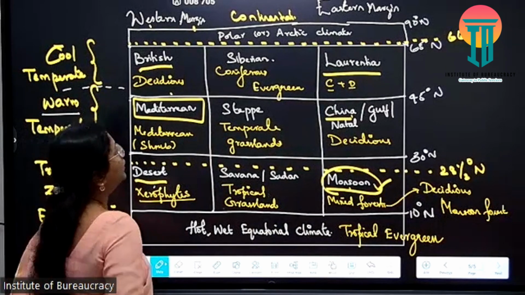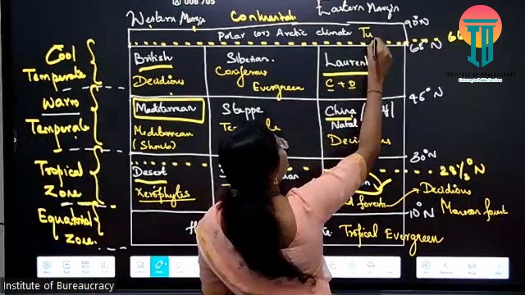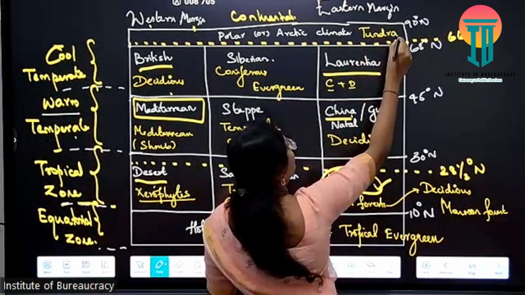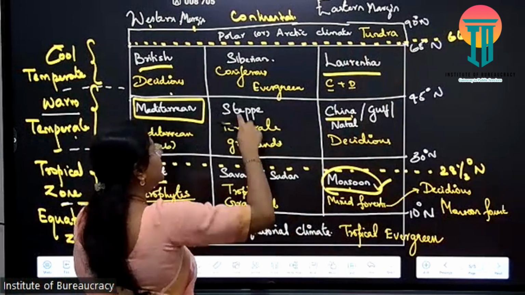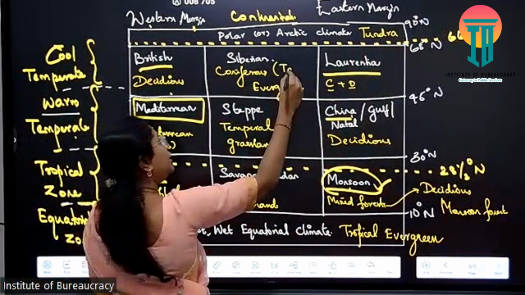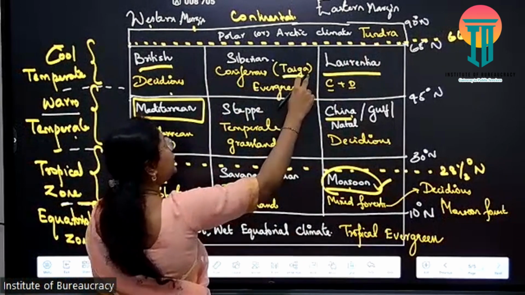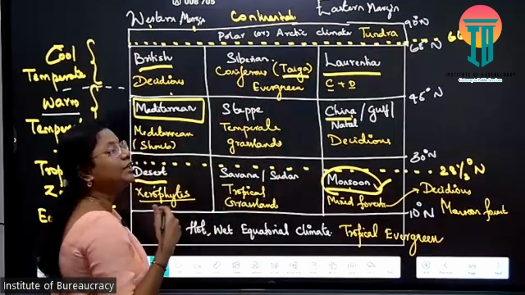Polar and Arctic is known as tundra vegetation. In the Siberian, coniferous evergreen is there. This is known as taiga vegetation. Taiga is the name of the vegetation and Siberian is the name of the climate.